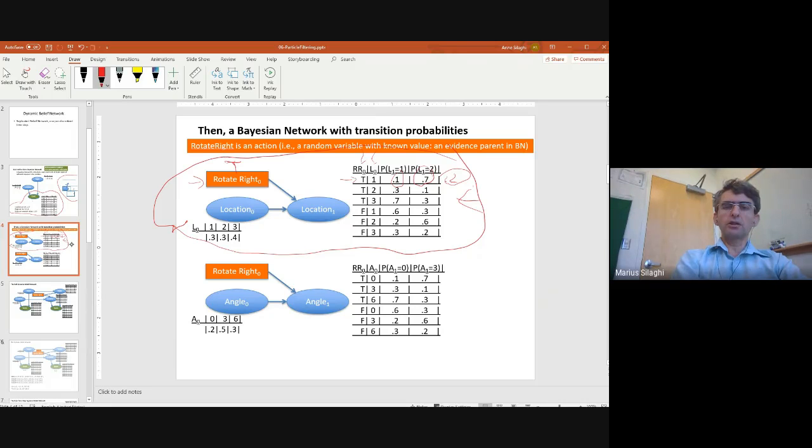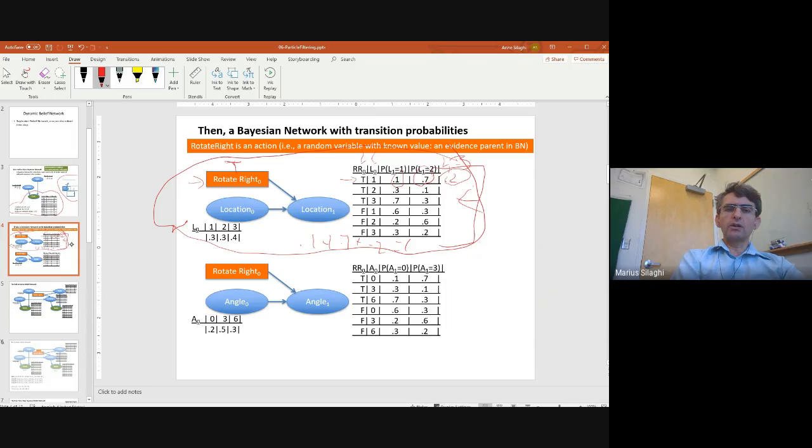Location 3 is not shown, as is typical with conditional probability tables, because you have 3 locations, 1, 2, and 3. And 0.1 plus 0.7 plus 0.2 adds to 1, right? So 0.1 plus 0.7 plus 0.2 equals 1. So the 0.2 is the hidden column in the conditional probability table. Okay, so the same for all the other entries.